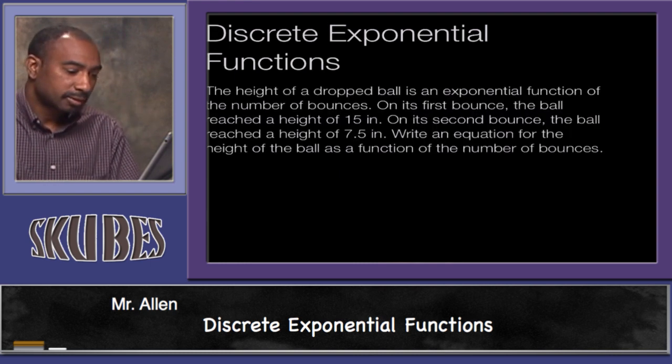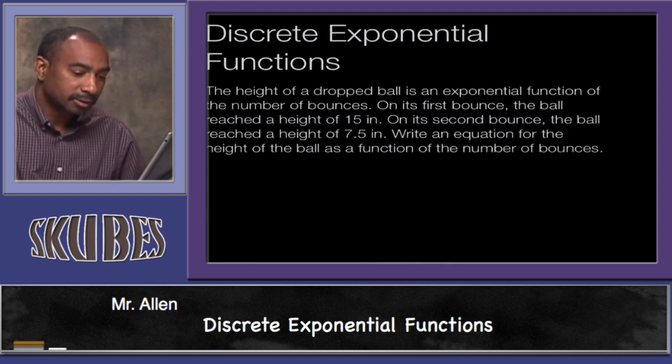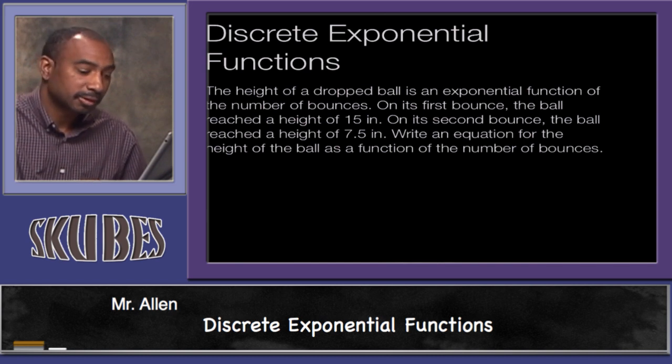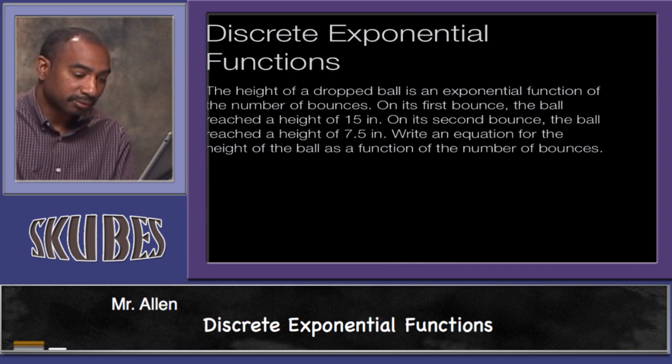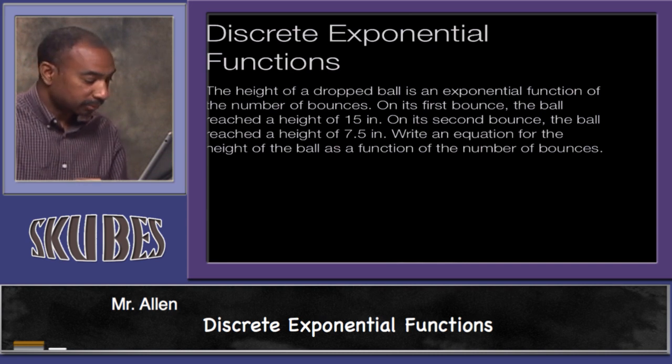All right, the height of a dropped ball is an exponential function of the number of bounces. On its first bounce, the ball reached a height of 15 inches. On its second bounce, the ball reached a height of 7.5 inches. Write an equation for the height of the ball as a function of the number of bounces.